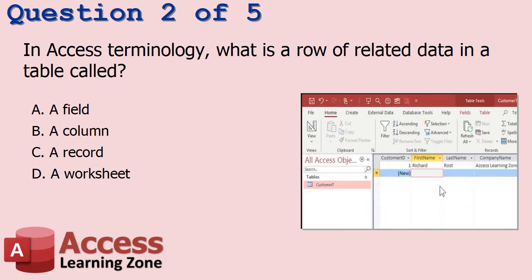Question 2. In Access terminology, what is a row of related data in a table called? A field, a column, a record, or a worksheet?